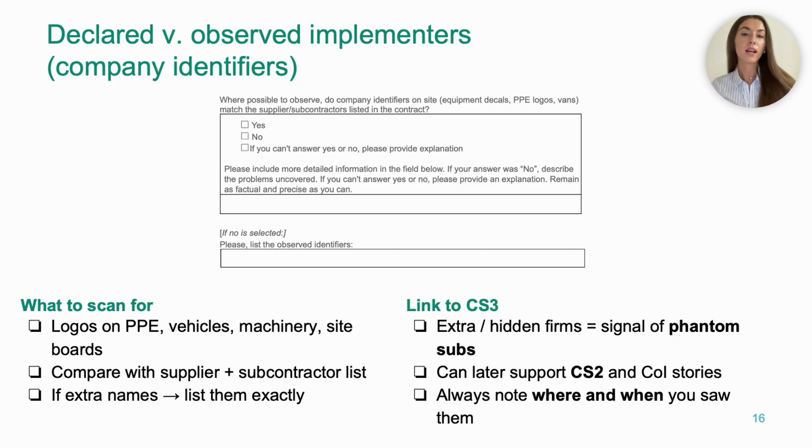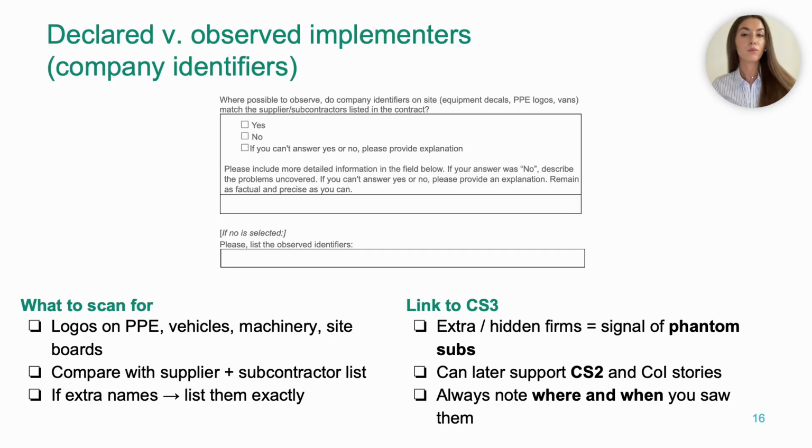While walking the site, carefully look for company names on excavators, trucks and small machinery, logos on high-vis vests, jackets and helmets, names on containers, office cabins and the site information board. Then compare these names with the supplier and subcontractors listed in the contract. If they match, you tick yes. If you see company names that are not listed anywhere, you tick no and list them. Exact name, where you saw it, and when.